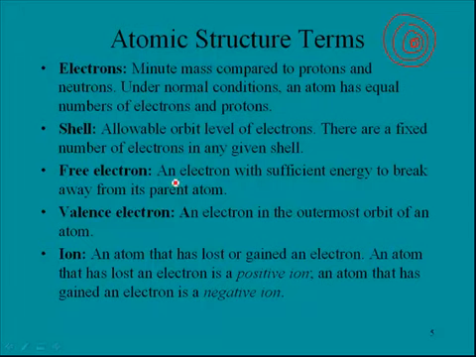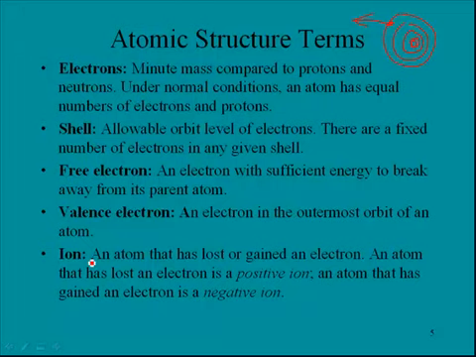Free electrons, an electron with sufficient energy to break away from its parent atom. So this would be an electron out here in the outer valence shell, and it has sufficient energy that it actually breaks away from the parent atom. Valence electron, an electron in the outermost orbit of an atom, and that's what we were talking about, the one that's going around here in the outermost orbit.